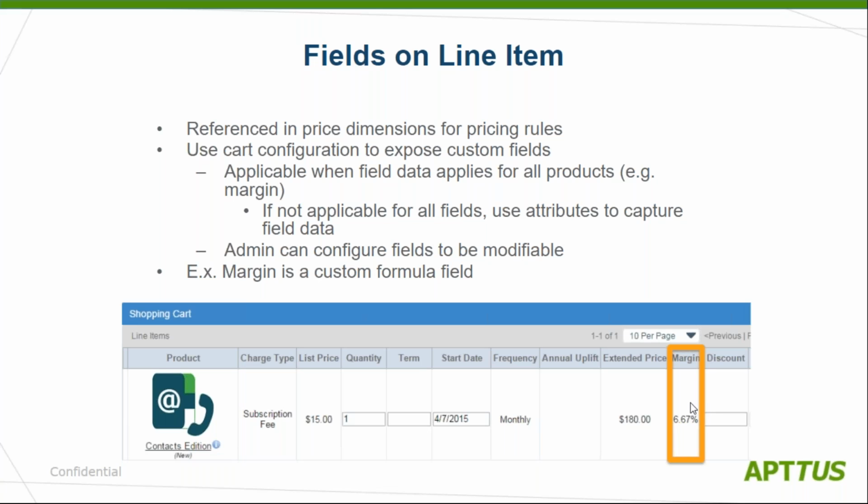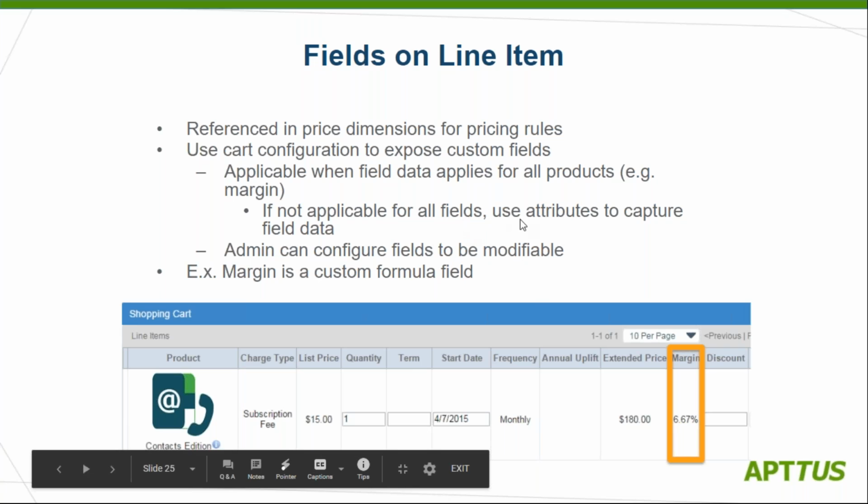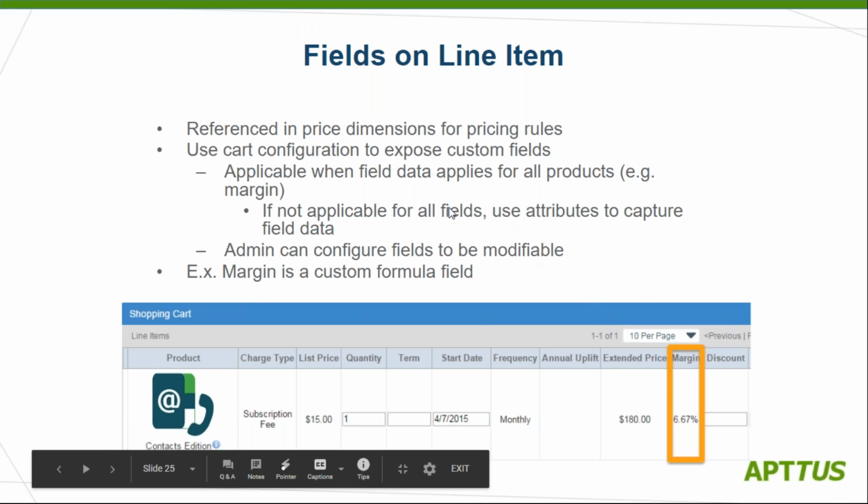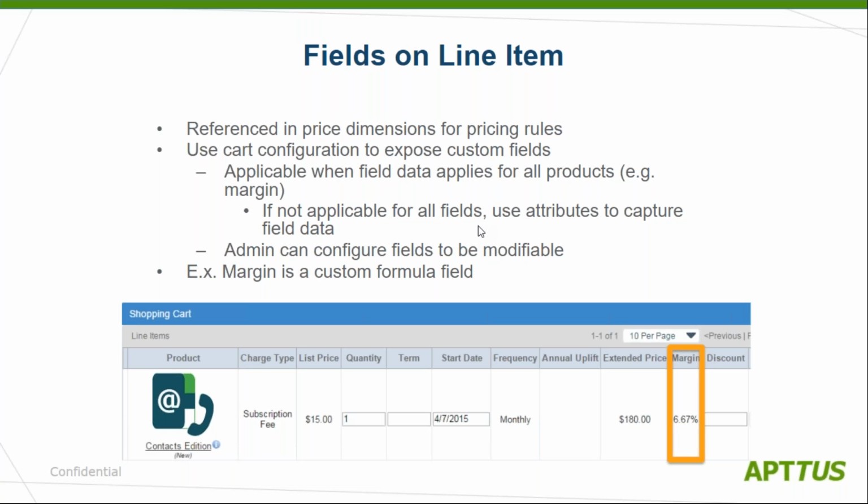So if you have something that will be applicable to specific products, then it will be ideal to use the attributes. So create the attributes at the product level and then capture the data, but don't create it on the line item object. So line item object fields should only be created when you have to apply it on for all the products.